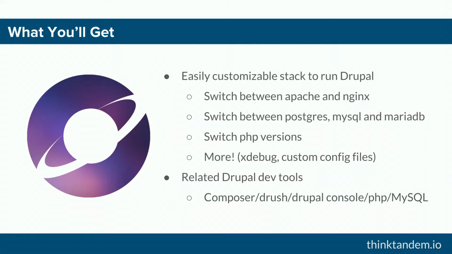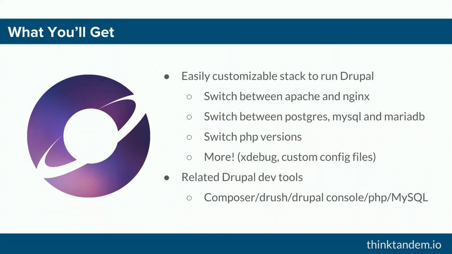Yeah, so these are the core things that you can sort of edit in the Drupal recipe that are very similar to the things you can edit in the LAMP recipe. You can choose Apache or Nginx. You can choose your PHP version. You can turn Xdebug on or off. You can add custom config files. You can pick your database backend. And you'll get sort of the common tools.